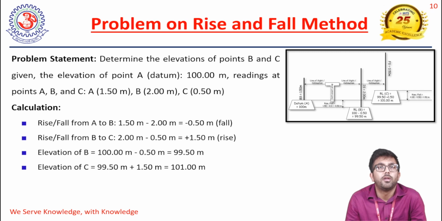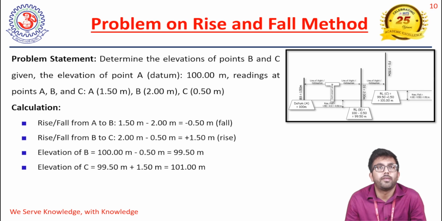The rise or fall from point A to B is calculated by taking the difference between the readings. So we see 1.5 meters minus 2 meters, as the readings taken at points A and B, gives us 0.5 meters with a negative sign. What does negative mean? Negative means a fall. This means that point B is at a lower elevation as compared to point A.